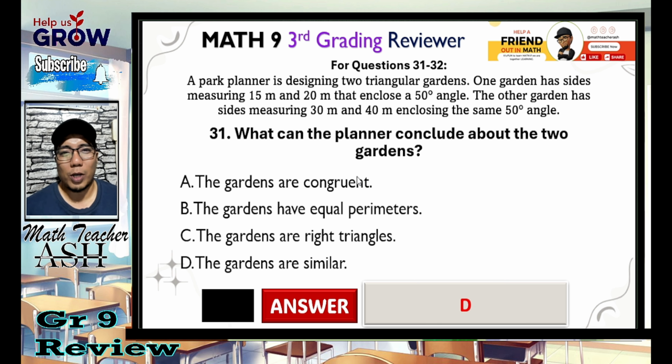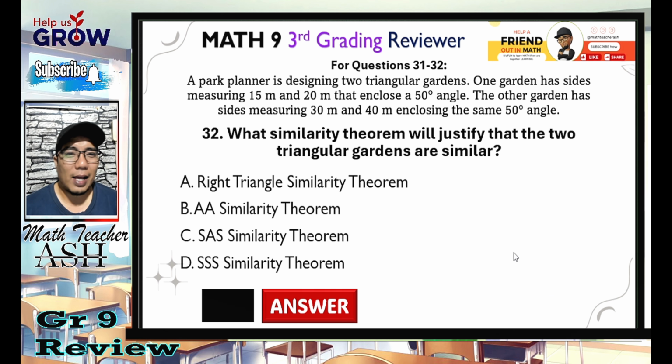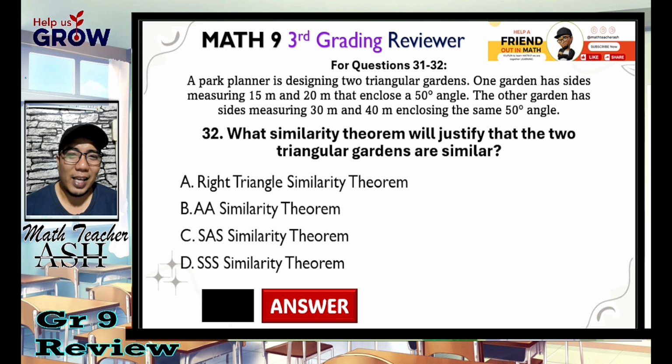Now, let us go to question 32. What similarity theorem will justify that the two triangle gardens are similar? Is it A, right triangle similarity theorem? B, angle-angle similarity theorem? C, side-angle-side similarity theorem? Or D, side-side-side similarity theorem? I'll give you 5 seconds to think about your answer.